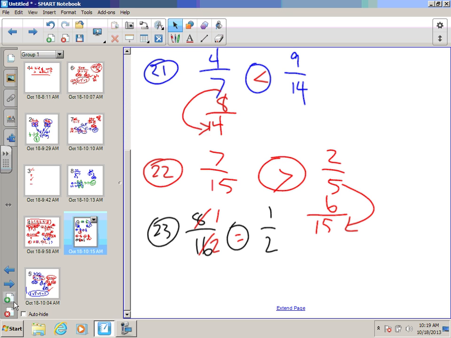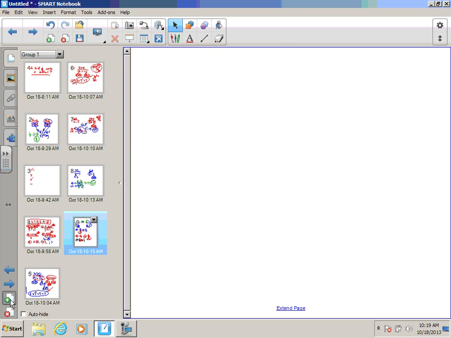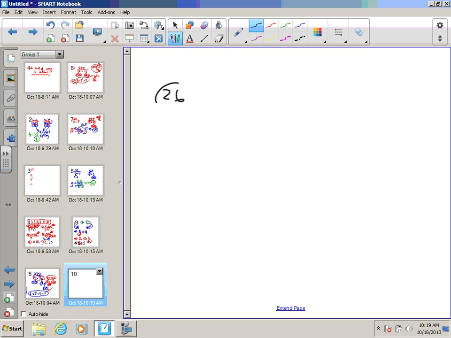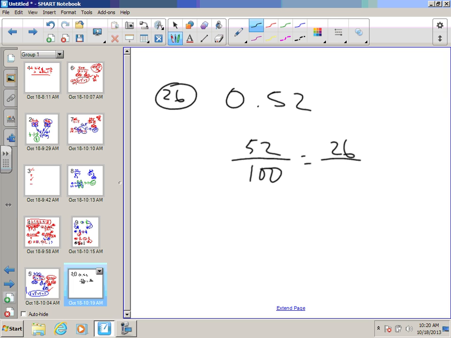26 is interesting. They want the fraction in simplest form, but you'll say, that's not a fraction. Not yet. What is it as a fraction? 52 over 100. Now you can simplify it. Divisible by 2. 26 over 50. Divisible by 2. 13/25.